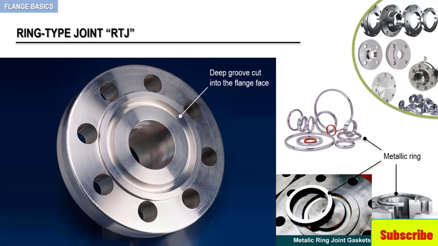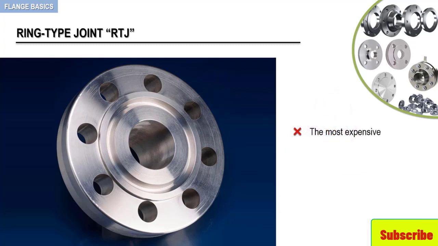Now, although it is the most expensive, the ring-type joint is considered to be the most efficient flange used in process piping systems. The ring and groove design actually uses internal pressures to enhance the sealing capacity of the connecting flanges. However, this seal can have its disadvantages.